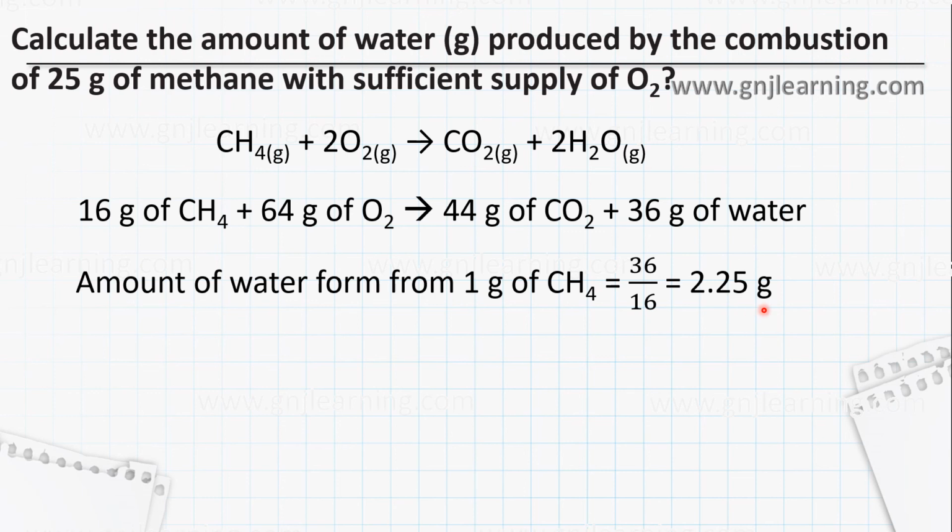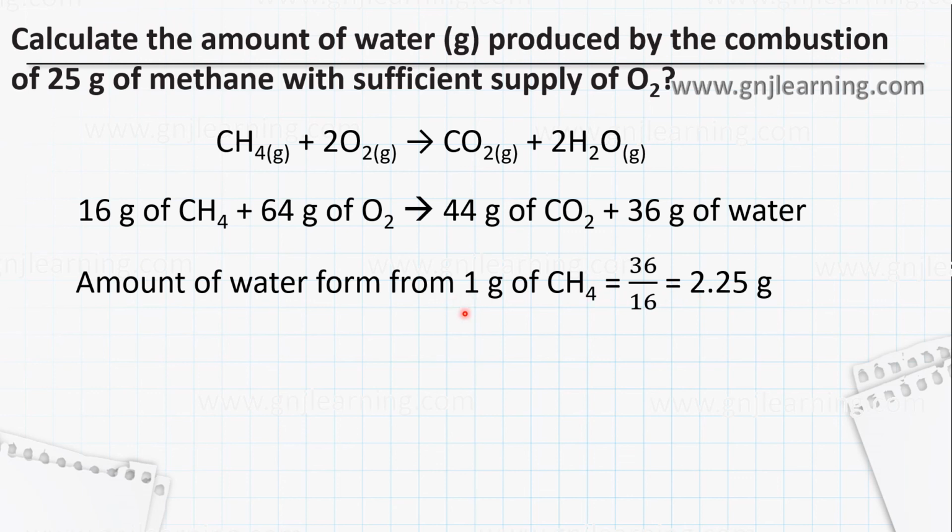Whatever thing you want to find out, you put it in the numerator. Here you have to find out the amount of water, so you put it in the numerator. The other unit you put in the denominator. So 36 by 16, which is equal to 2.25 gram. This is how you want to remember. Whatever thing you want to find out, you put that thing in the numerator, the other one in the denominator.